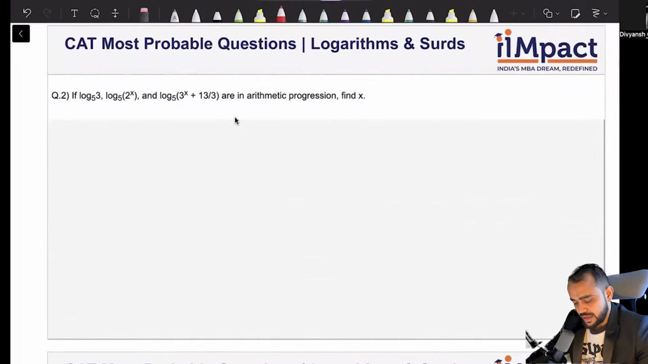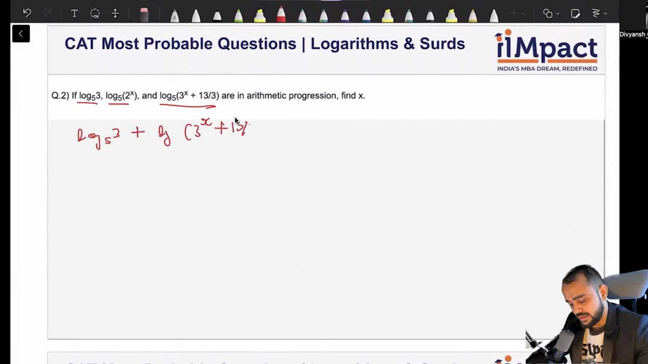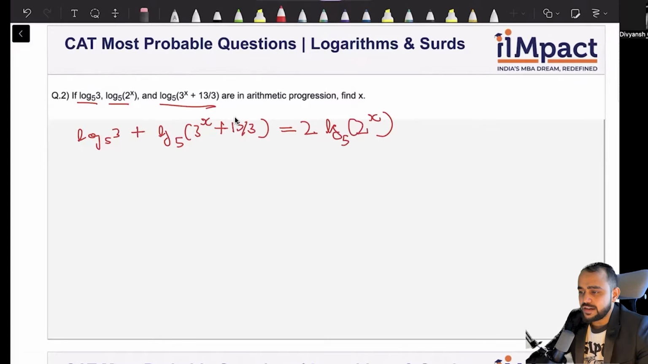If log 3 base 5, we are given 3 log values and they are in arithmetic progression. So let me quickly write this. Log 3 base 5 plus log 13 by 3 base 5 is going to be 2 times log of 3 to the power x base 5. Now this is a standard representation of an arithmetic progression, right?